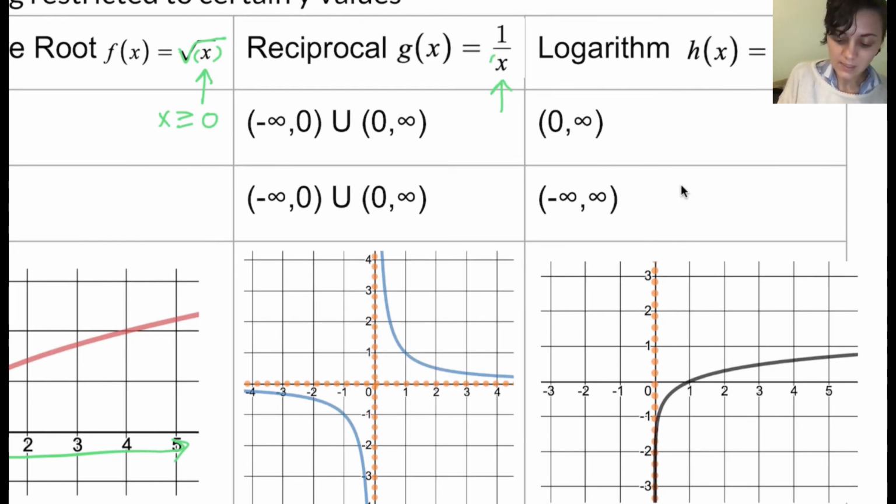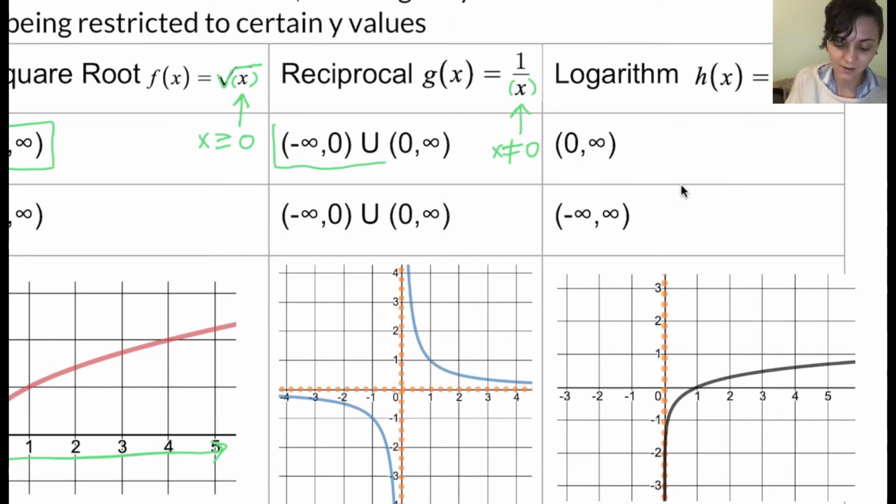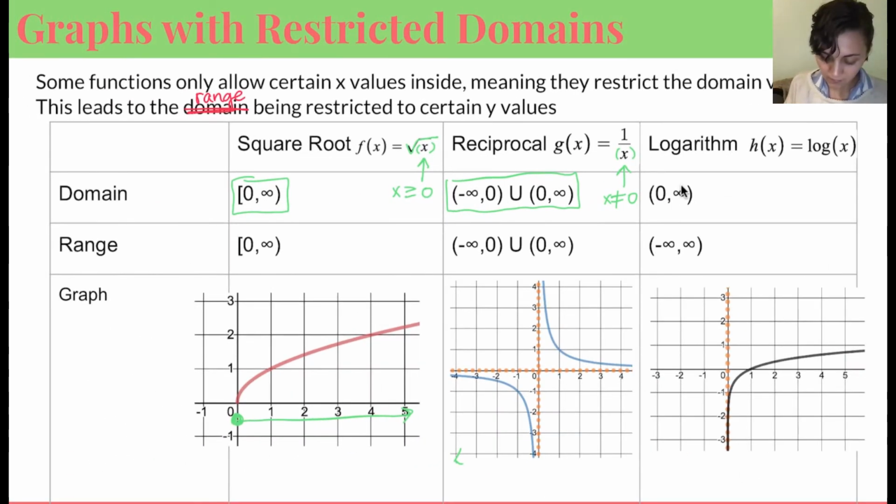And so whatever is in the denominator cannot equal 0. And so that's how we get this kind of weird looking domain right here. So we go from negative infinity to 0, and then the graph stops. You see how the blue graph stops? And we have that asymptote. And then it continues from 0 to infinity. So that is how I get this two-part domain right there.